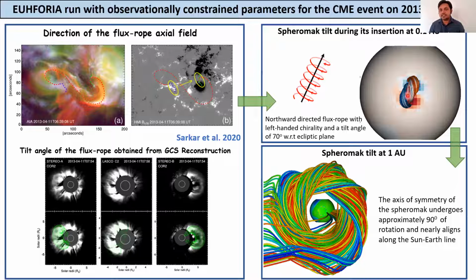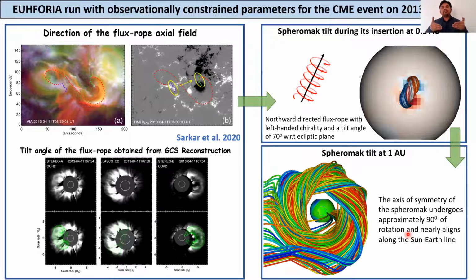So this is the magnetic axis of the spheromak, and you can see that the helicity sign also follows the left-handed rule. Now, when we observationally constrain the spheromak axis at the lower boundary of the model, and we try to see the evolution through the global MHD model in EUHFORIA.